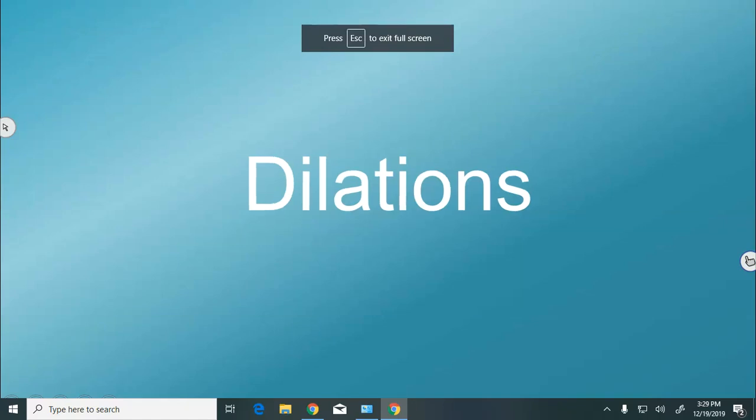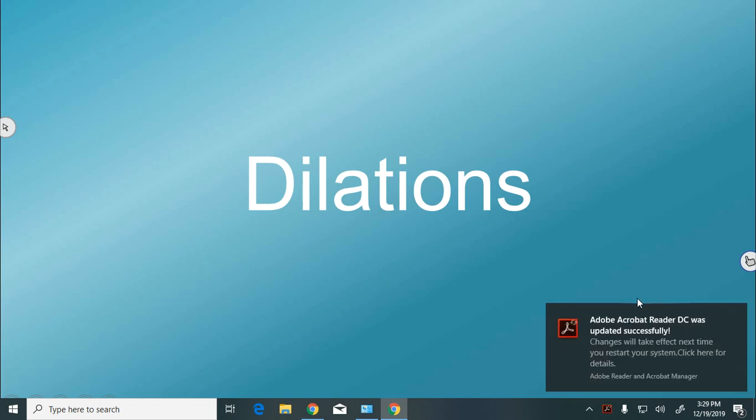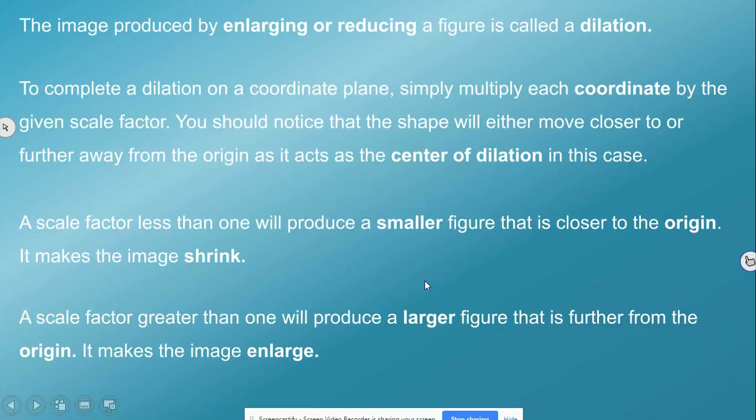Hey gang, today we're going to be talking about a fourth type of transformation called a dilation. This is the only one of the four transformations that actually changes the size of the shape and creates a similar shape instead of a congruent shape. It's going to be similar because the two shapes will be in proportion to each other, but they will no longer be congruent to each other because one will be either larger or smaller than the other.